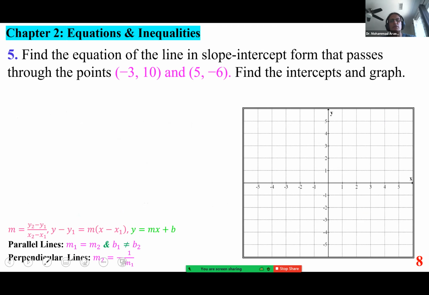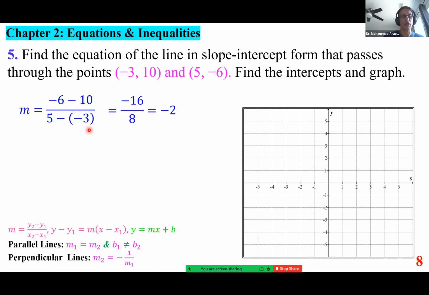We want to find the equation of a line in slope-intercept form that contains these two pairs. Now we have to go through the process. First and foremost, we need to use this formula to find the slope. So y sub 2 minus y sub 1: -6 minus 10 over 5 minus -3, x sub 2 minus x sub 1, which results in -16 at the top, +8 at the bottom, giving us -2.